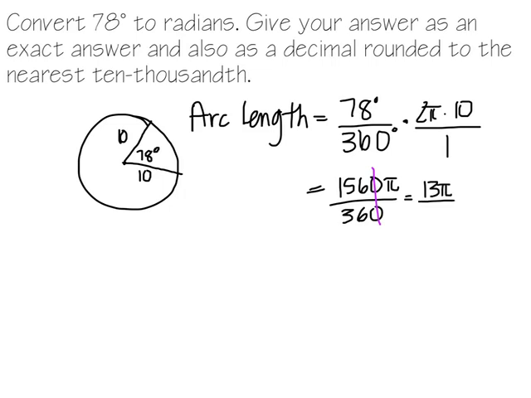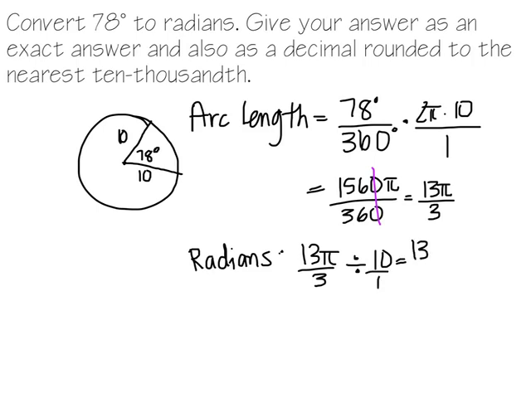36 divided by 12 is 3. So my arc length is 13 pi over 3. If I want to know how many radians that is, I'm going to take 13 pi over 3 and divide it by my radius, which is 10. Well, dividing by 10 is the same as multiplying by the reciprocal, which gives me 13 pi over 10 radians for my answer.